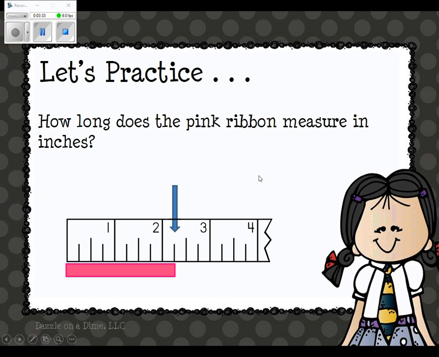How long? Now, so you're in your practice packet. Find the one where you have this ruler. Looks just like this. How long is this pink ribbon measured in inches? And yours is just a gray square. So we have 1 inch, 2 inch, and it's the first line after. So we would write 2 and 1/4 inches. 2 and 1/4 inches.